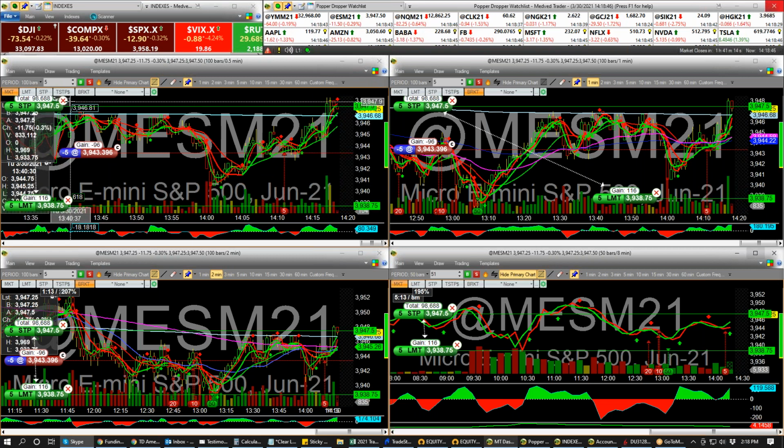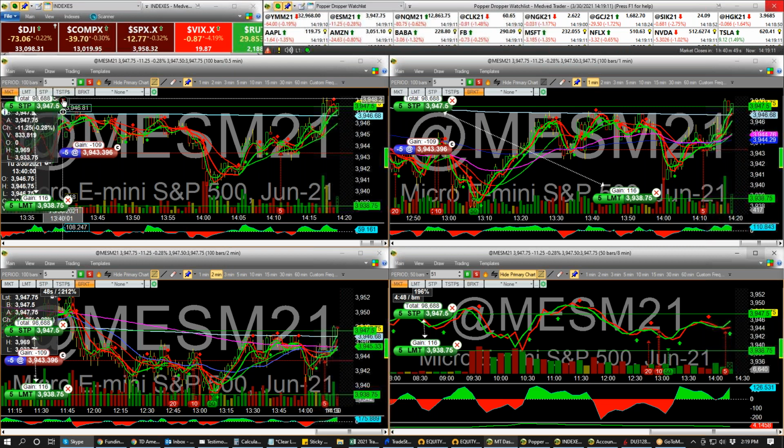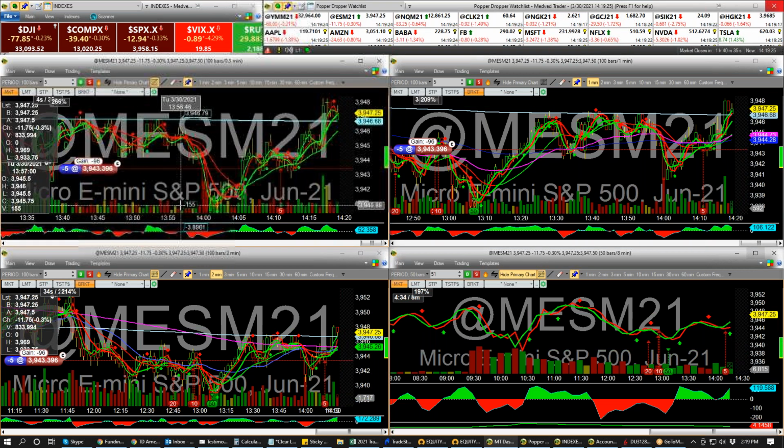And what's supposed to happen, and it worked earlier because I hit my limit, is when you hit the stop, it's supposed to exit the position and cancel the limit, and vice versa. If you hit the limit, it's supposed to exit the trade and then cancel the stop. I don't know why it's doing that.